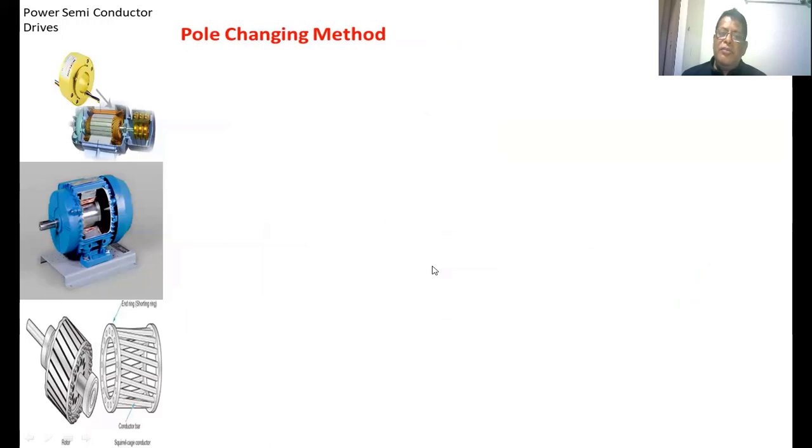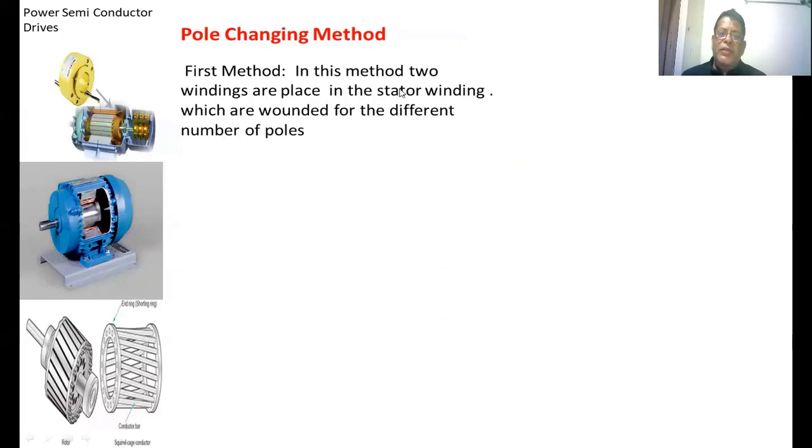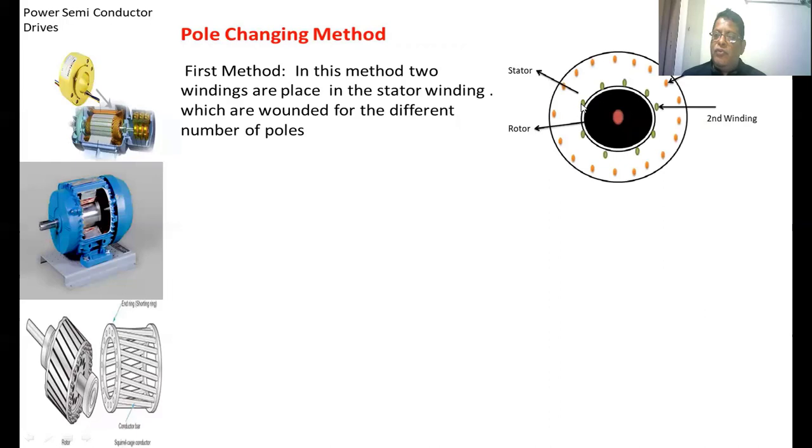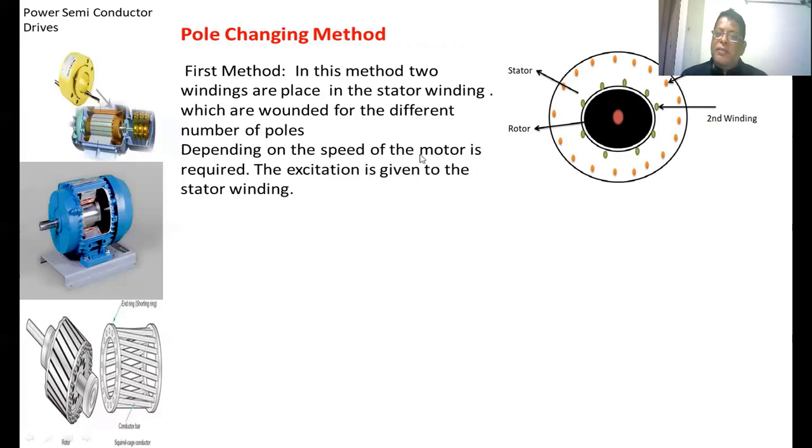In the pole changing method, there are two methods. In the first method, two windings are placed in the stator, which are wound for a different number of poles. This is the stator winding, this is one winding, this is another winding. Suppose one is wound for four poles, and the other is wound for six poles. Depending upon the speed of the motor required, the excitation is given to the particular winding.